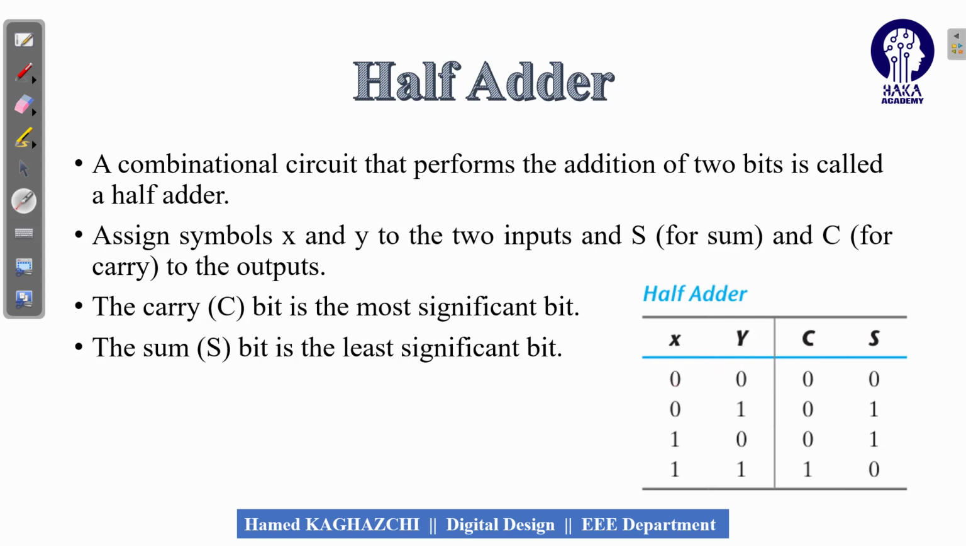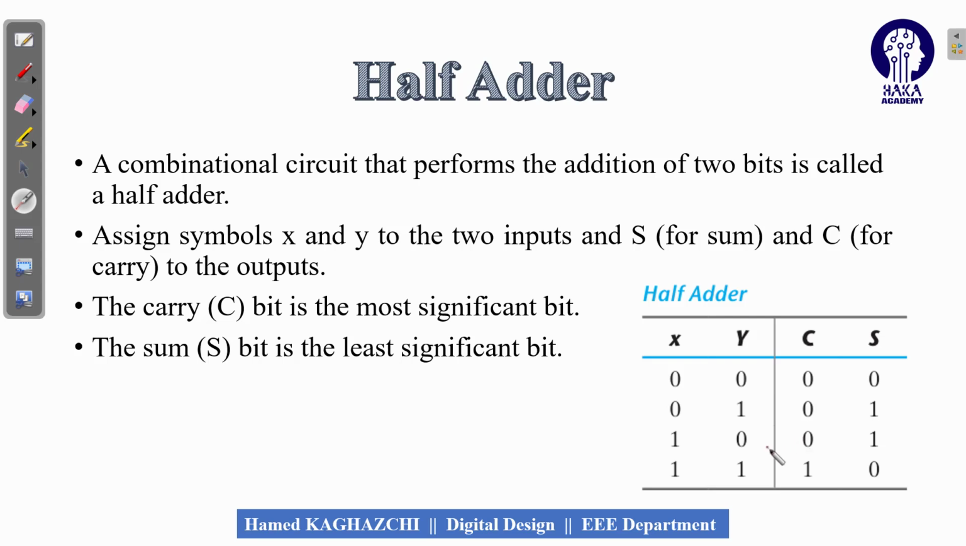Now 0 plus 0: the summation is 0 and the carry is equal to 0. 0 plus 1 is equal to 1 with the carry of 0, and 1 plus 0 also is equal to 1 with the carry of 0. 1 plus 1 will be equal to 2, which is equal to 10. So in the sum section, I write 0, and for carry, I write 1.